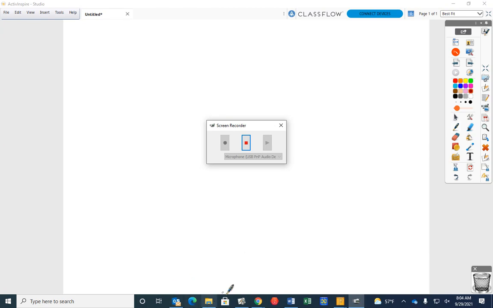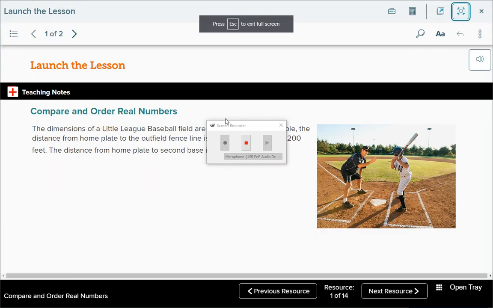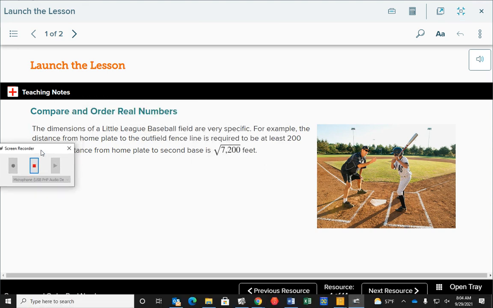So as we talked about just a moment ago, a rational number is a number that can be expressed as a fraction, right? Okay. So what we're going to do here is compare and order real numbers. Now, can real numbers include rational numbers also? Yes, it can.